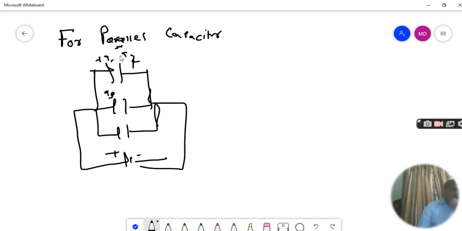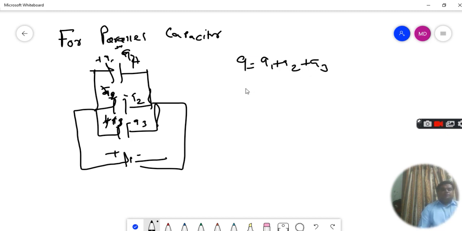Positive charge, negative charge Q1. Positive charge Q2, positive charge Q3, negative charge Q2, negative charge Q3. Based on these diagrams, we say that the capacitors carry different charges: Q1, Q2, Q3.